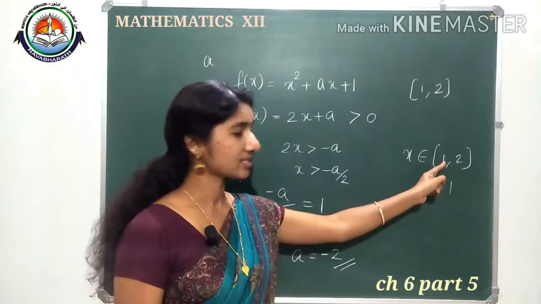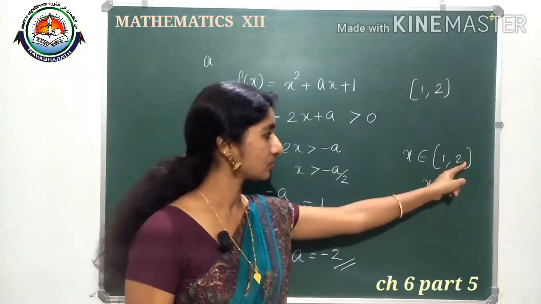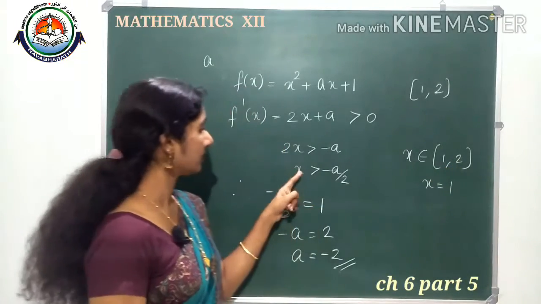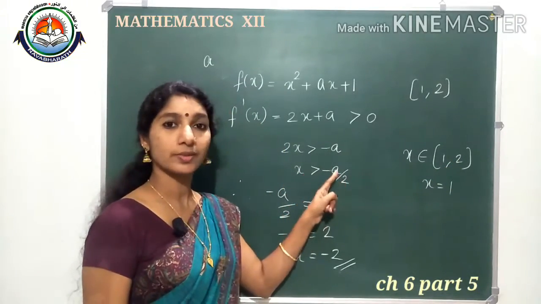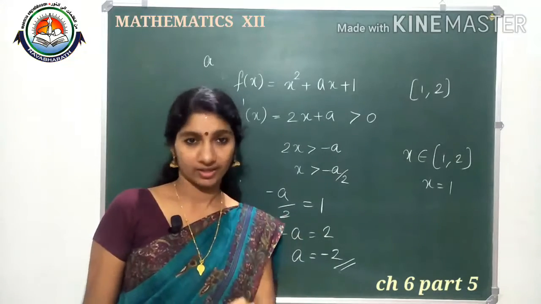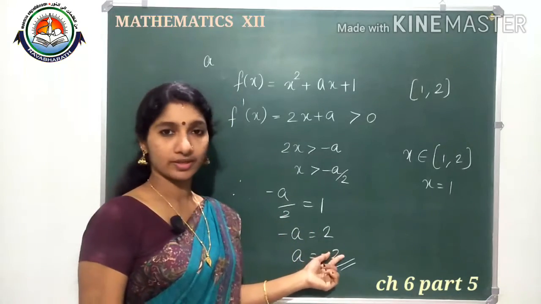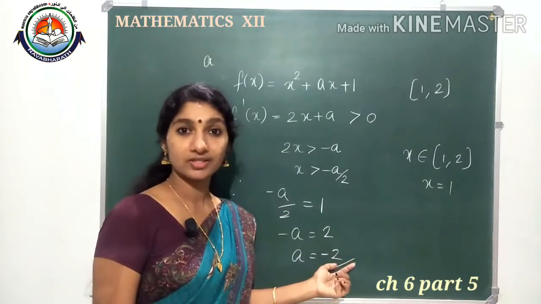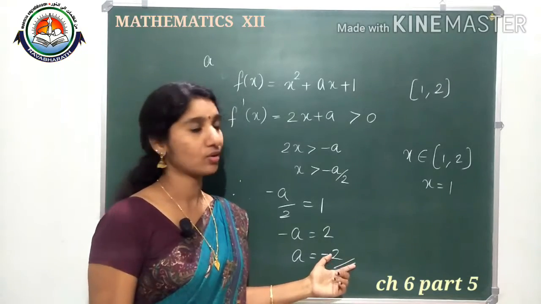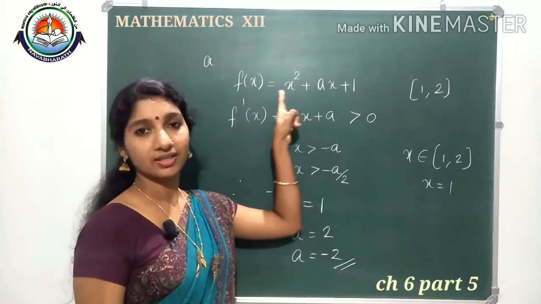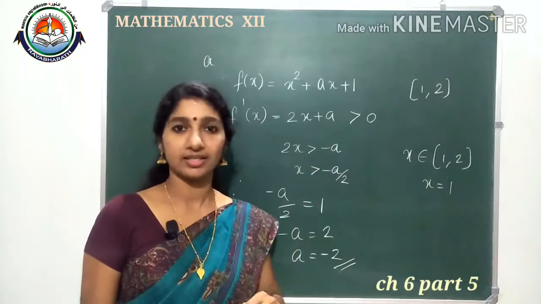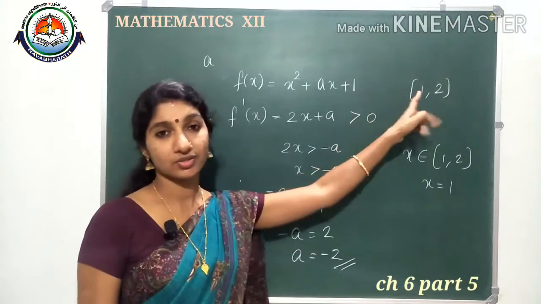So a equal to minus 2 gives the minimum value. x equal to 1 is the minimum value, x equal to 2 is the maximum value. Here x greater than minus a by 2 means minus a by 2 should be at most 1, so we can write a equal to minus 2. So a equal to minus 2 gives the least value of a for which this function is strictly increasing in the interval (1, 2).